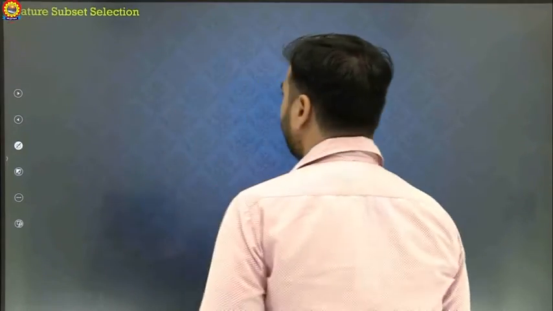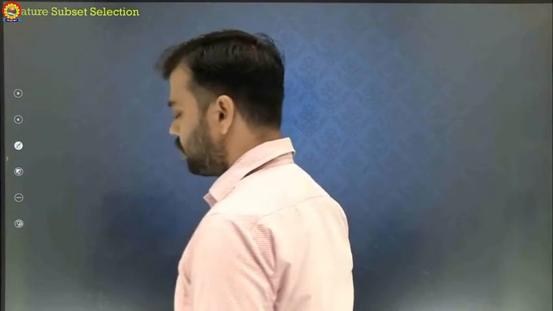Okay. Now we come to the topic of feature subset selection. Till now we discussed what feature selection is, what correlativity is, what redundancy is, and the ranking of features. By ranking, we mean scoring the features. We also discussed how we can measure the relevance, and how we can measure the redundancy.